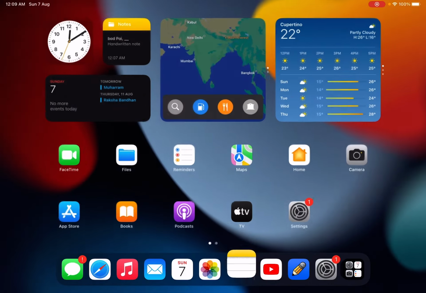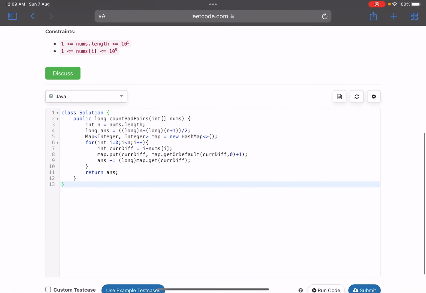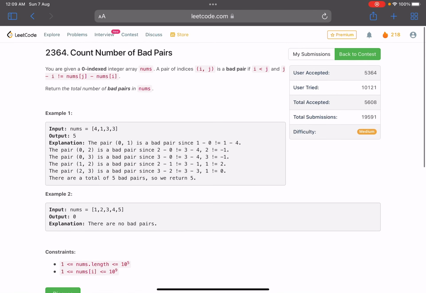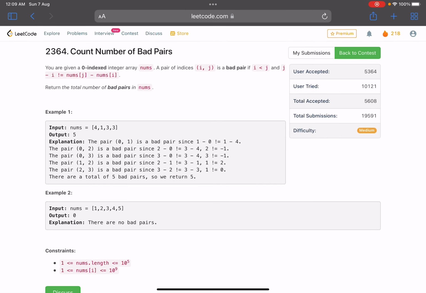That is why we are doing answer minus long of map.get of current diff. That is the current value, and then we subtract that value from the good pairs, and we are good to go. Finally, we return the final answer, that is the answer variable, right? So yeah, this one was a different question, going the other way around.